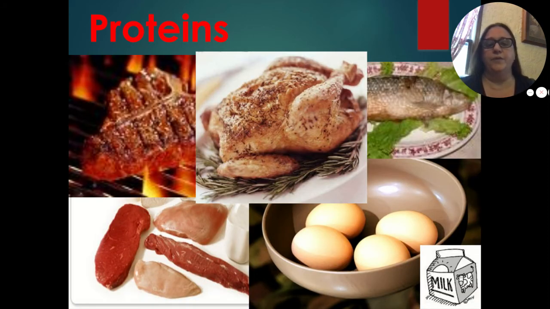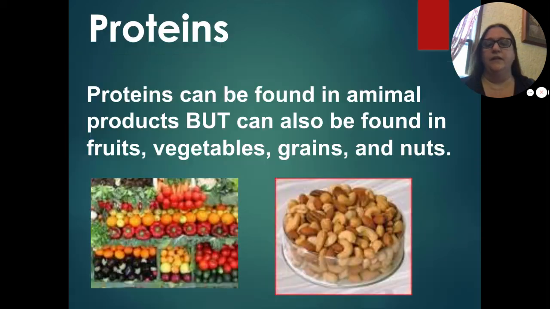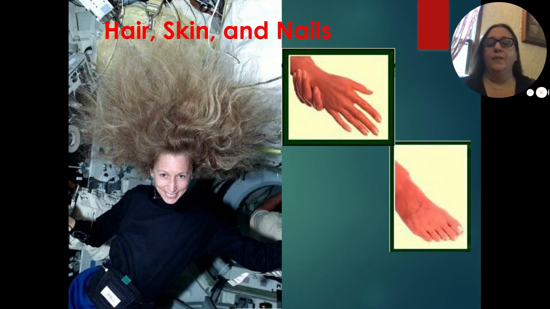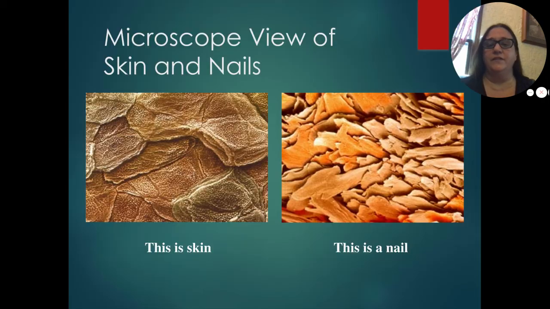We can find proteins in meats and eggs and dairy, but we can also find proteins in, that should say animal products. We can also find proteins in fruits, nuts, and grains. Protein is in the form of keratin in our hair, skin, and nails. And this is a pretty cool microscopic look of what our skin would look like and our nails.